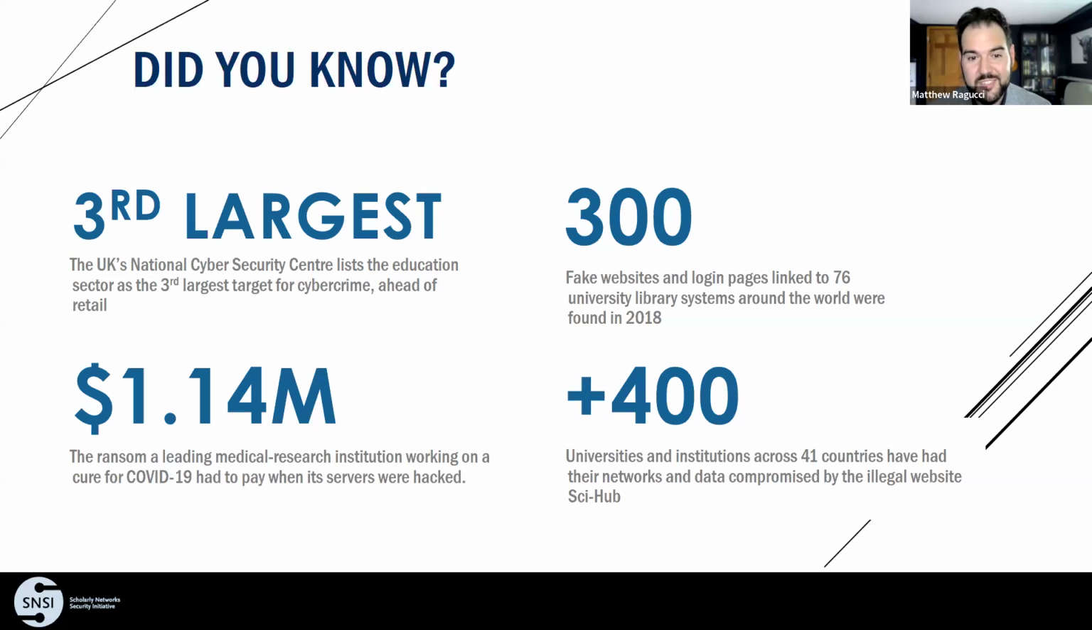And the research that's done in academic institutions is often as valuable as personal or financial data. And speaking of financials, one institution ended up paying over $1 million to resolve a ransomware issue whilst they were working on a vaccine for COVID-19. And over 400 universities and institutions across 41 countries have reported their networks and data compromised by illegal websites. So this is quite a pervasive problem that you'll hear a little bit more from our panelists about.